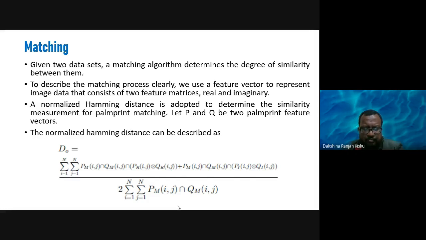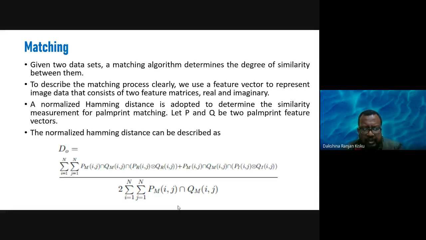Okay, and here Boolean algebra is used. When we compare the real part of the features obtained from the reference template and the query template, a Boolean operator is used. When this Boolean operator gives us 0, that means the two bits between these two sets of features are found to be equal. Okay, that means when the two bits are equal, the corresponding Boolean operator will give us 0.